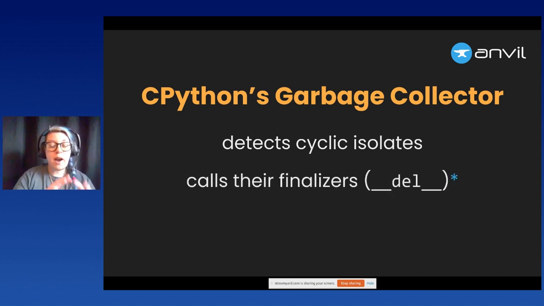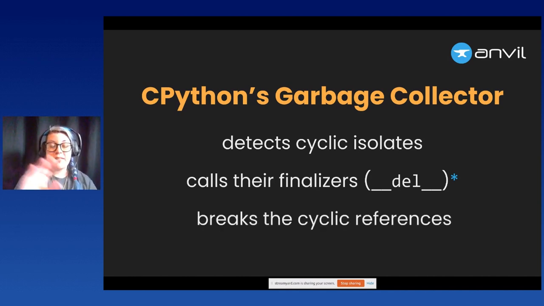It will call the finalizers, that's the double underscore del method on each of these. And so long as those double underscore del methods, as long as those finalizers don't do anything that causes the garbage collector to abort, and there is something that they can do, which we'll go into in a minute, as long as that doesn't happen, it will systematically break all of those cyclic references. So it will stop Jane being Bob's friend, and then Jane can be deleted, and so on and so forth. Once it breaks the right cyclic references, the reference counter goes to zero, and then those objects are deleted.